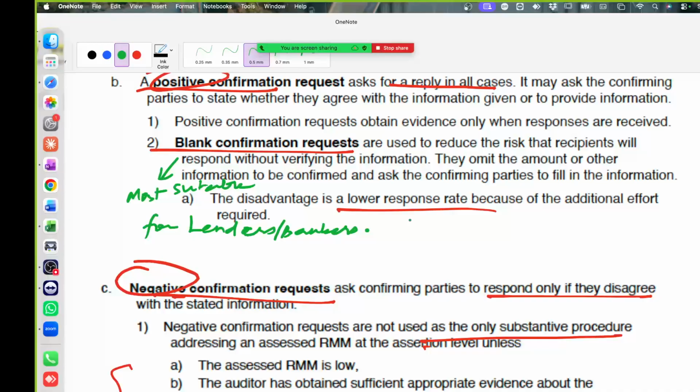Auditing is a very practical subject. But you will enjoy it when you solve questions here in this exam. Theory is tricky. Practical, yes, you will enjoy it.